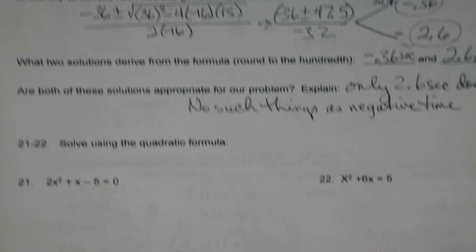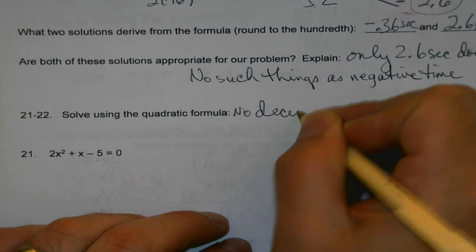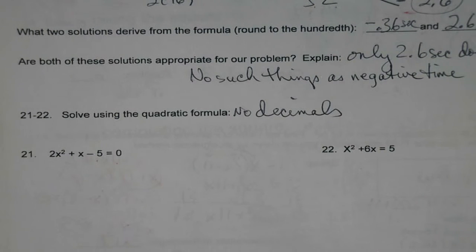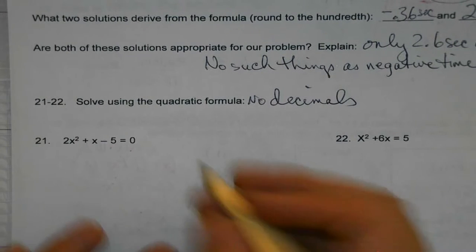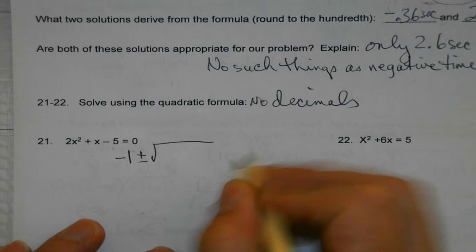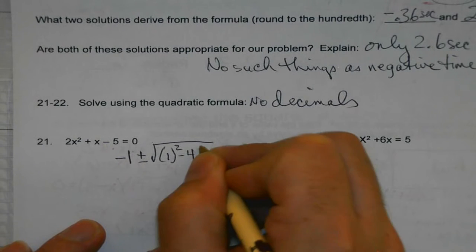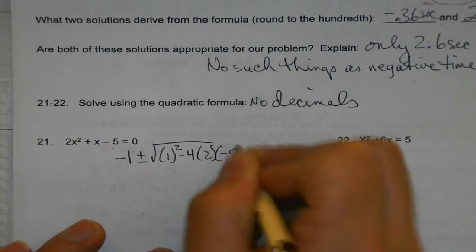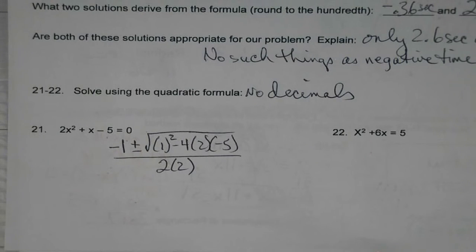All right. Solve using the quadratic formula. No applications this time. We're not doing decimals. Okay? You have the quadratic formula sitting right here up above. It'll be the same way on the test. So don't be like, didn't know it. Well, it's right there. So, all right. Opposite of b, plus or minus the square root of b squared minus 4ac all over 2a. Okay?